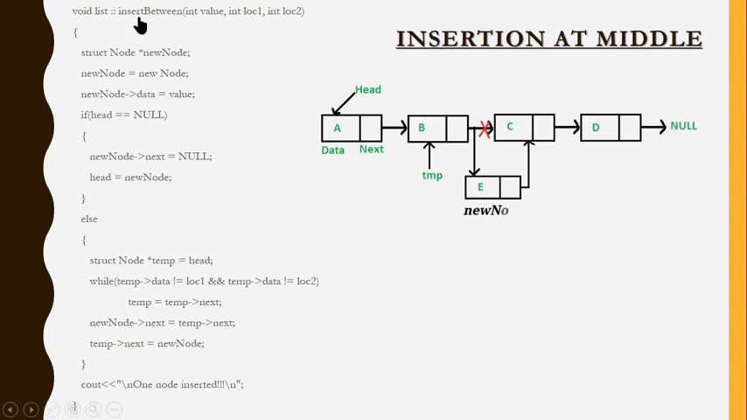We have a function called insert between. We have three parameters. First, we have the value for the new node, and then I'm mentioning the location. That means in between what two nodes I'm going to insert this new node. I need to mention location 1 and location 2.